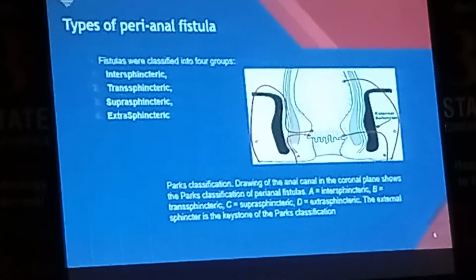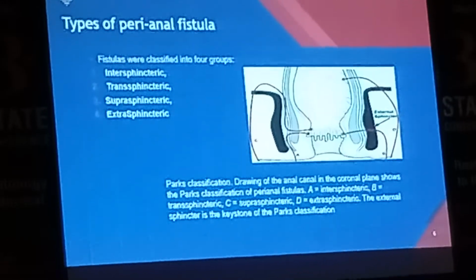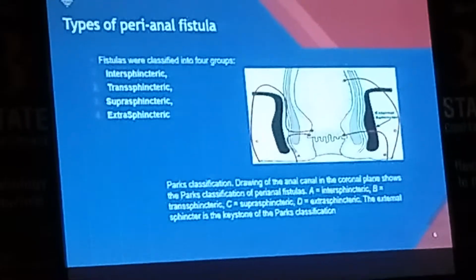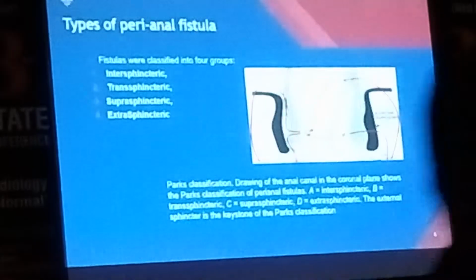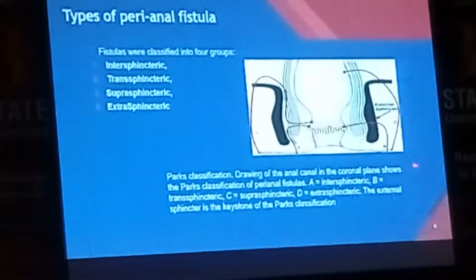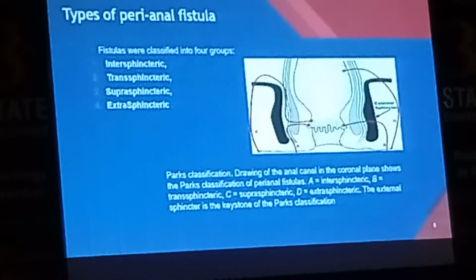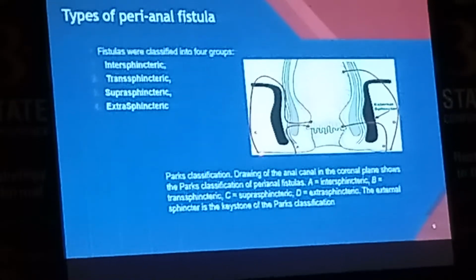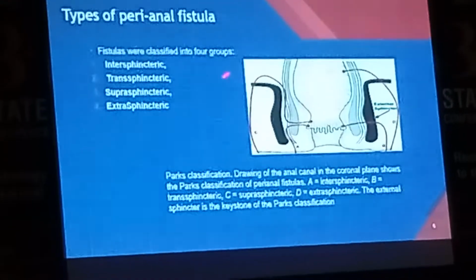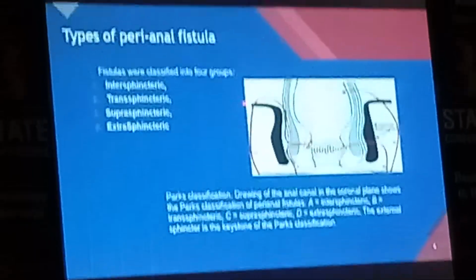This is intersphincteric. B is transsphincteric. It originates from the skin, then it crosses the external and internal sphincters, then opens into the anal canal. This is transsphincteric. Then C is suprasphincteric. That means it originates from the skin and travels superiorly upwards and crosses the levator ani muscle. Then it again passes inferiorly downwards. Then it opens into the anal canal.